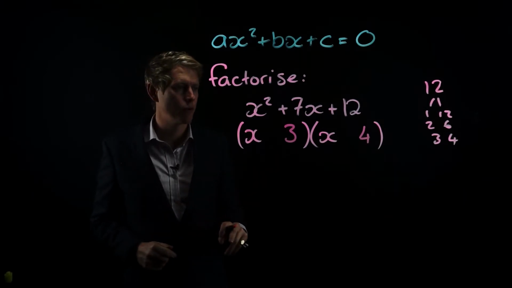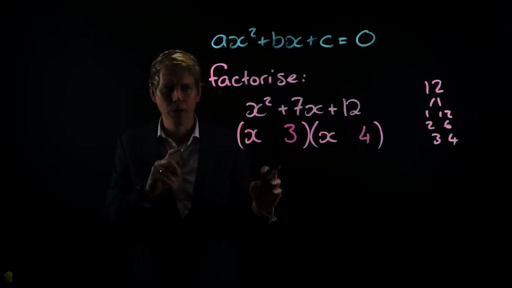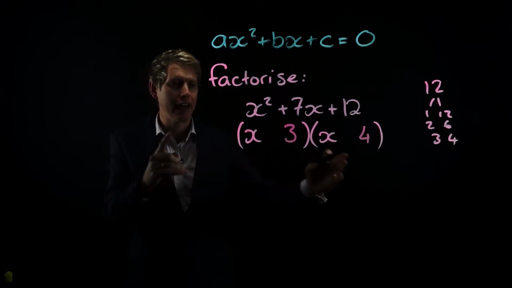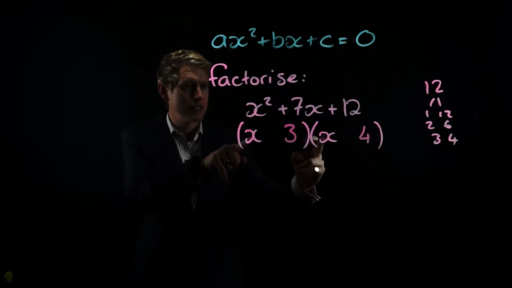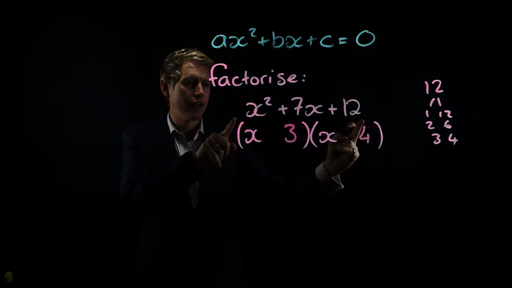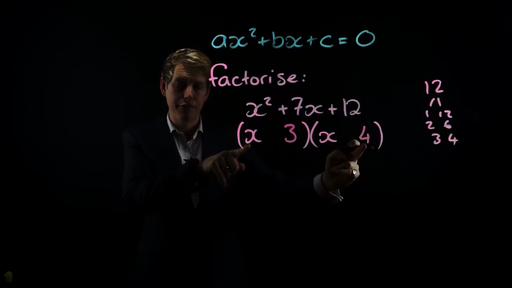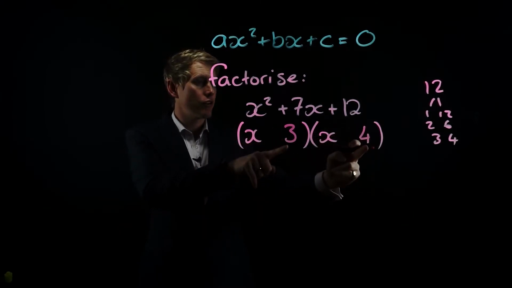The next one's going to be a little bit more difficult. But remember, when we're expanding these brackets, we're multiplying everything by everything. So we multiply x by x to get x squared. We're multiplying 4 by x to get 4x, and we've got 3x, and we've got 12.